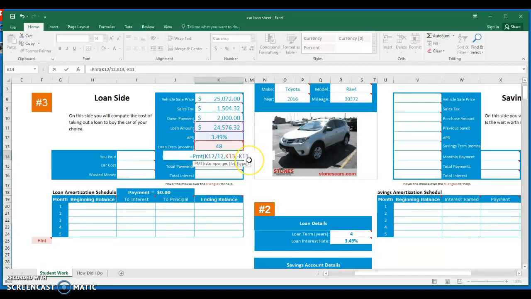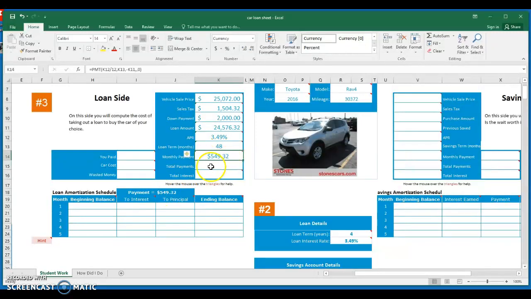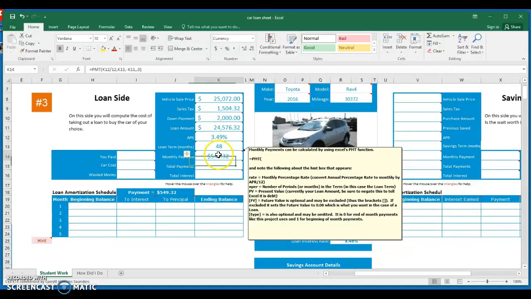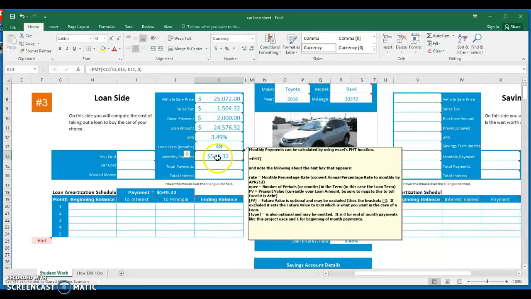And then the future value, you see how they have brackets around the FV? That means it's optional. You don't have to put that. So you can just skip that and go on to the type, 0 for the end of the period. And then close it, and that should be the monthly payment. Now see how this changed, and when this changed, this also changed? That's because it's cell linked, like I was talking about before. So that's how you would do the monthly payments.